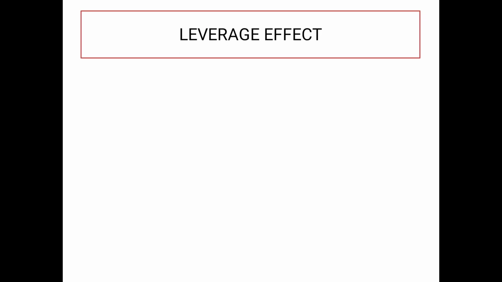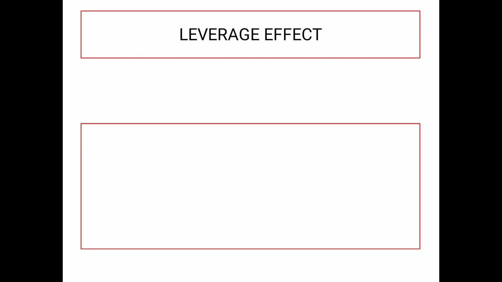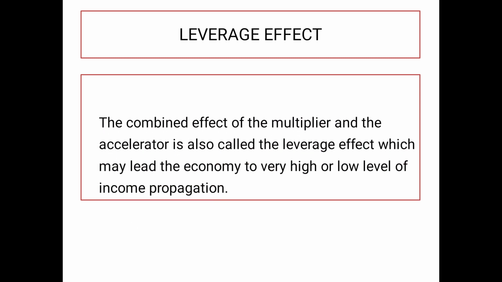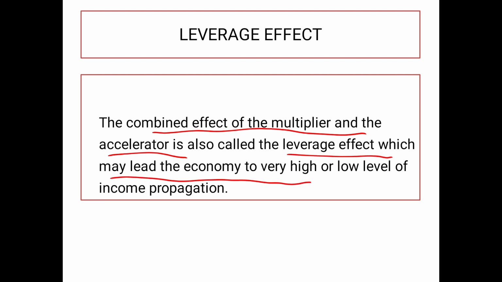And there is something called the leverage effect. The leverage effect is not given much in your textbook, but you should know the formula for it. So what is the leverage effect? It's the combined effect of the multiplier and accelerator. Like the super multiplier itself, it is called the leverage effect, which may lead the economy to a very high or low level. Either you go to the highest level or you go to the lowest level because of the leverage effect.